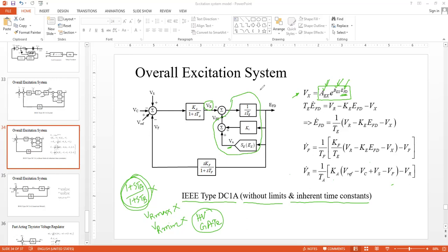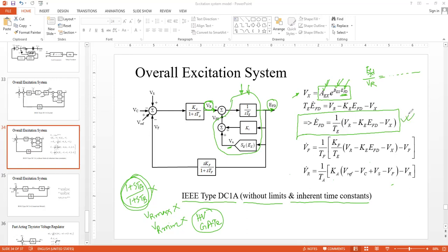So if we can simplify this, for this overall block, this is the output EFD and this is the input VR. So between VR and EFD, we can write the transfer function EFD divided by VR. Whatever transfer function we have, that would be this block. And then if we simplify, we will get this one. By now you should know how to get the simplified version out of this input by output representation of the transfer function block.